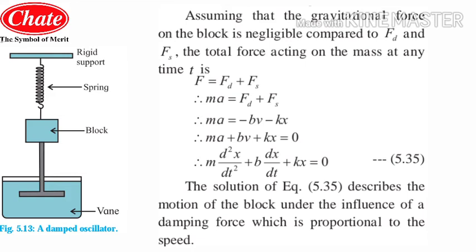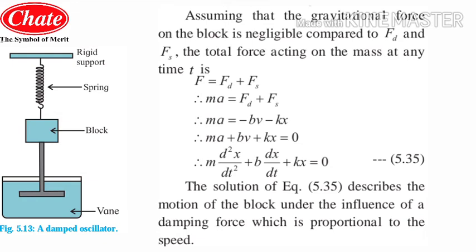Assuming the gravitational force on the block is negligible, the total force acting on the mass at any time t will be F is equal to Fd plus Fs. As we know, force is mass into acceleration, so ma is equal to minus b into v plus minus k into x. If we take all the terms to one side of the equality sign, we get ma plus bv plus kx is equal to 0.